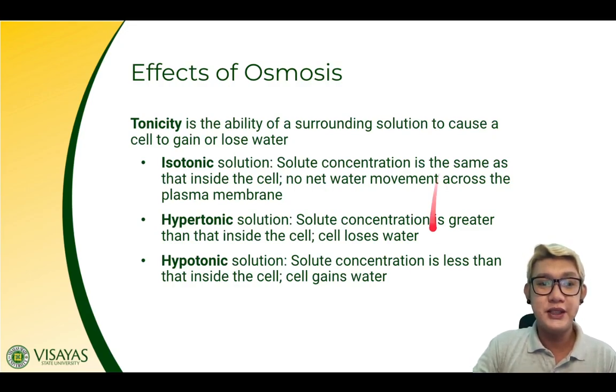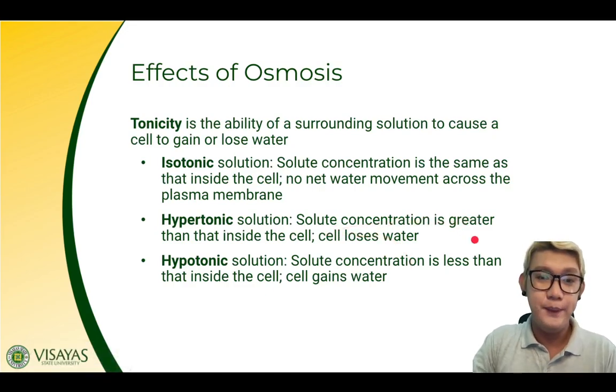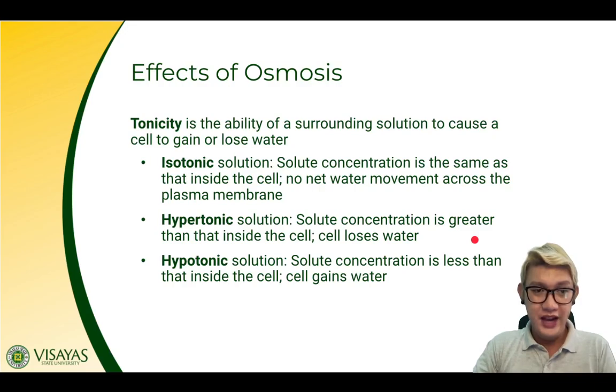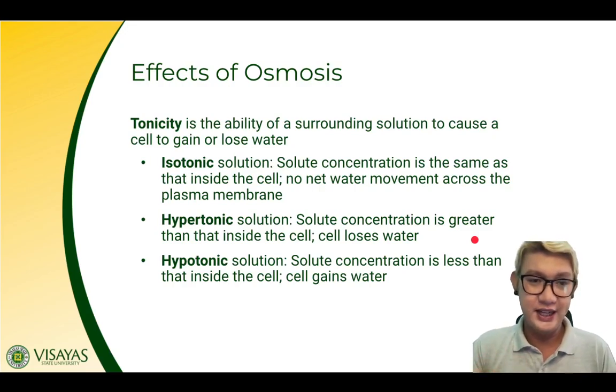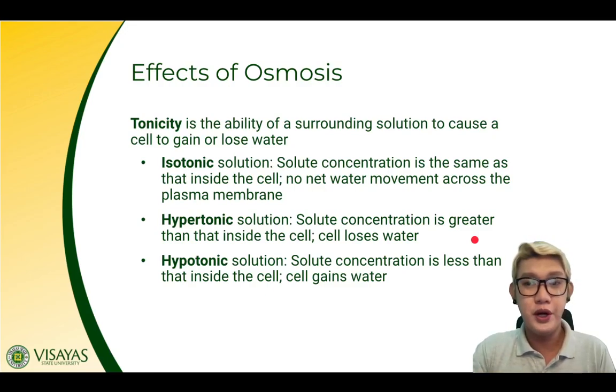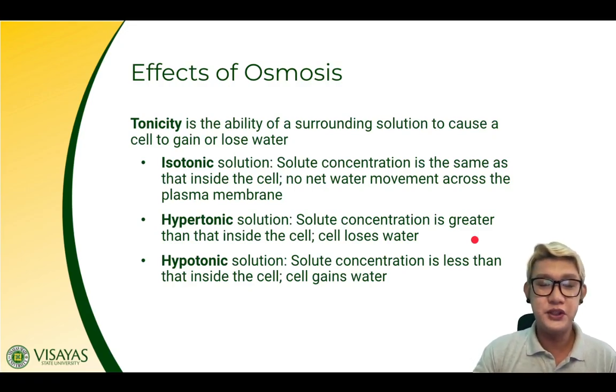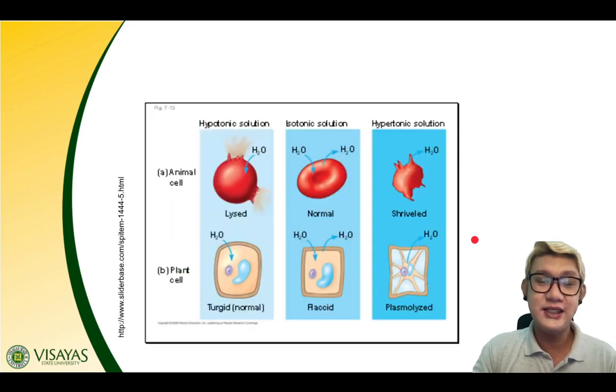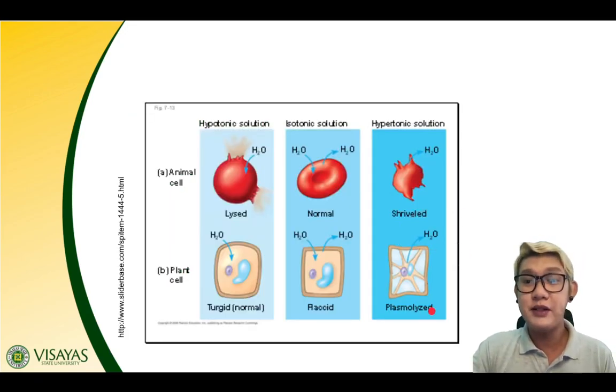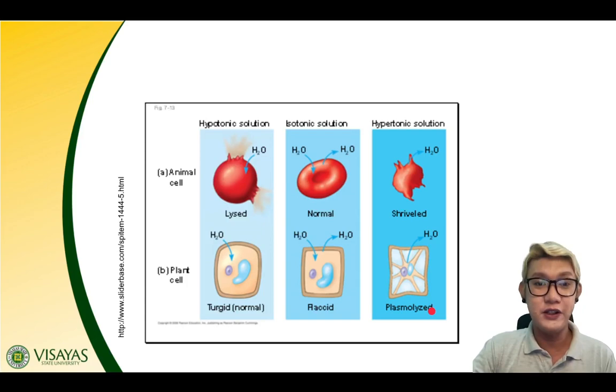If you say hypertonic solution, the solute concentration is greater than inside the cell. So outside has a higher solute concentration and lower water, so what happens is that the cell would lose water. And a hypotonic solution is when the solute concentration is less than that inside the cell, and so the cell gains water. So what happens to different types of cells under these different solutions?